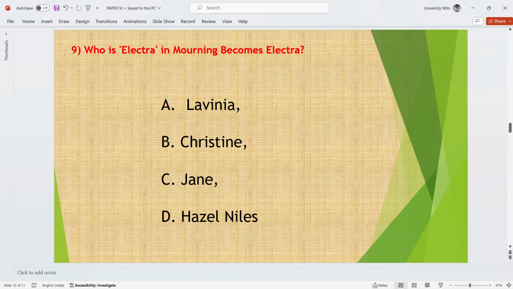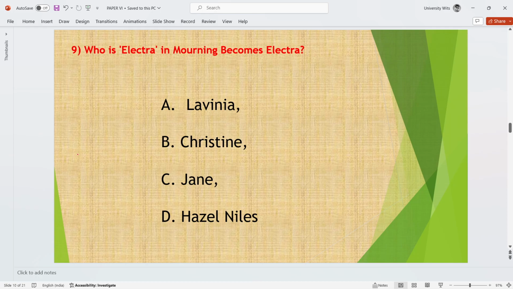This is a very important work, guys. Don't miss it. If you didn't read this work, then I suggest you read it, because it is a very interesting work. The characters are Lavinia, Christine, Jane, Hazel, Niles. Which one? Just think of it in your mind. Basically, Lavinia is the character.